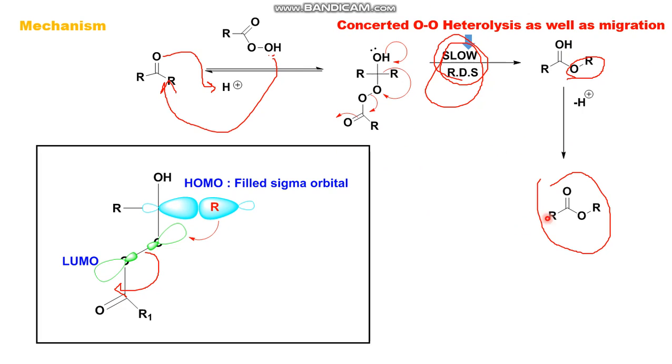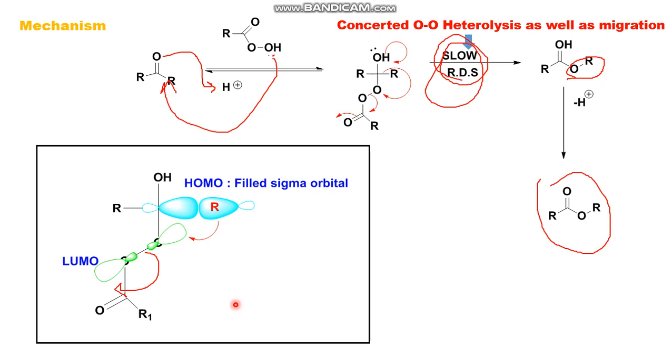So this will form this type of tetrahedral intermediate, and the next step is actually the most important step. This step is the slow step and also the rate determining step, which is the concerted oxygen-oxygen heterolysis as well as migration. Actually in the product we can see that the oxygen-oxygen bond is going to be broken and some R group has been migrated. So this migration has happened like that. This oxygen lone pair has come here and makes a double bond, and this R group has been migrated to one oxygen atom and this oxygen-oxygen bond has been heterolyzed, leaving RCOO minus.